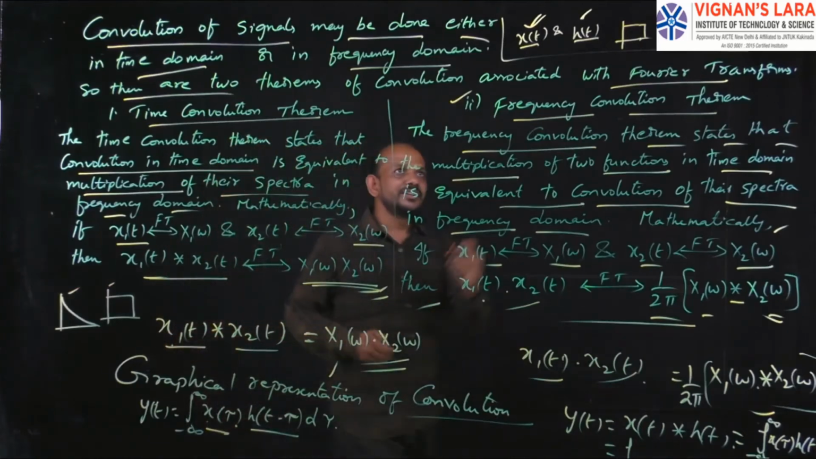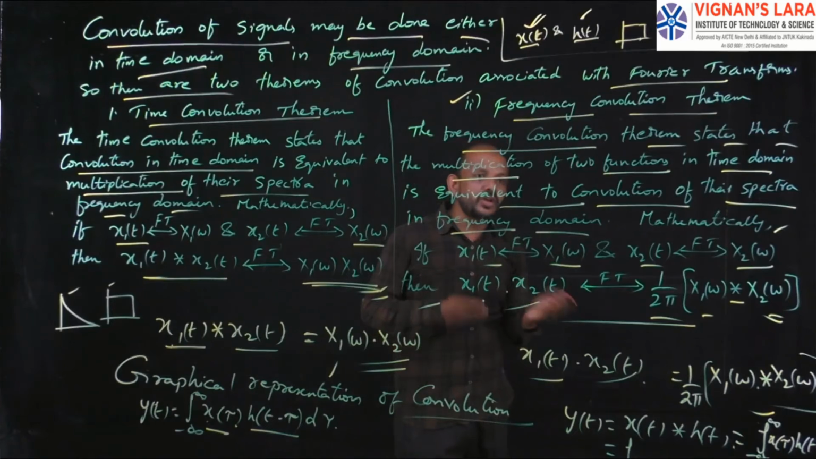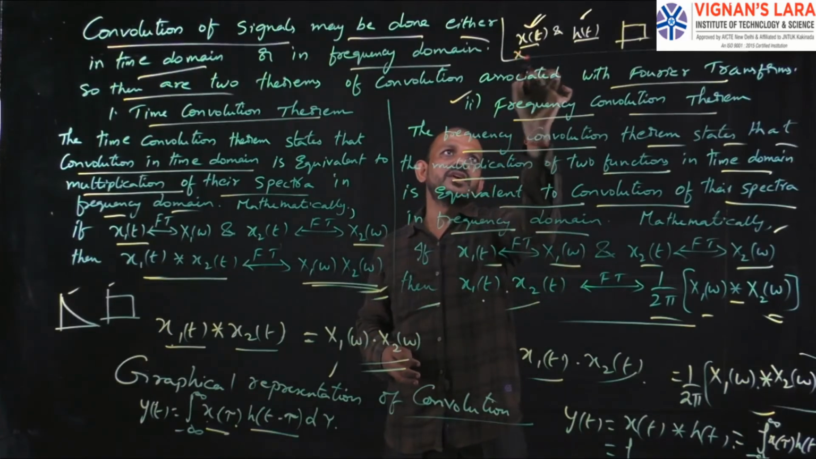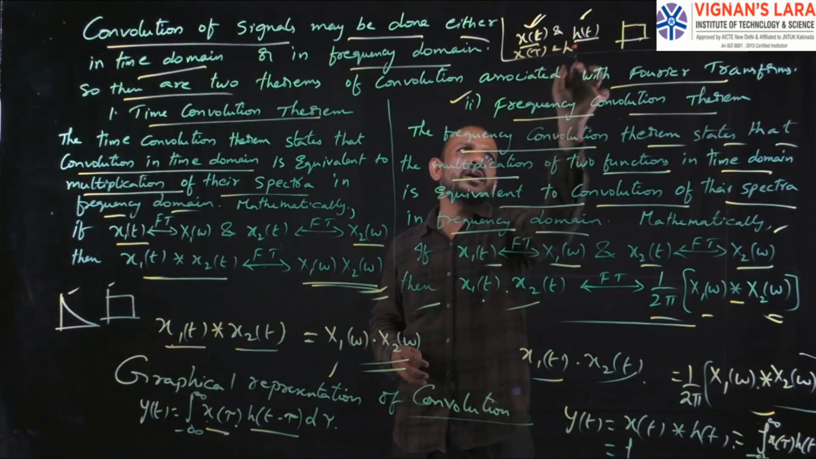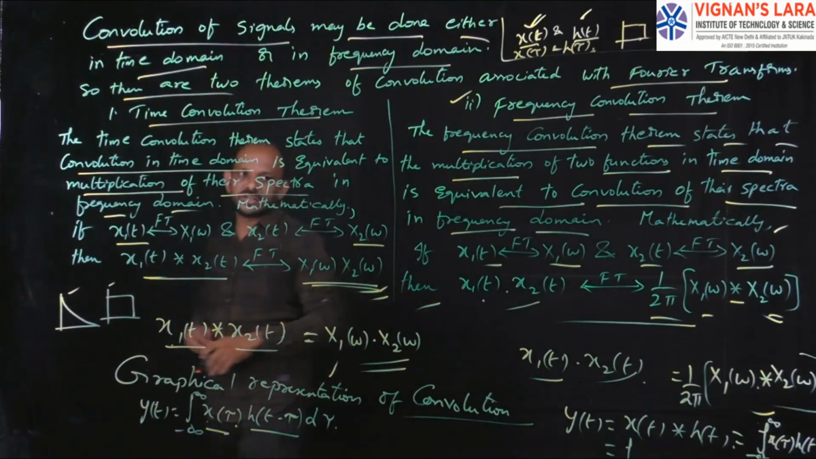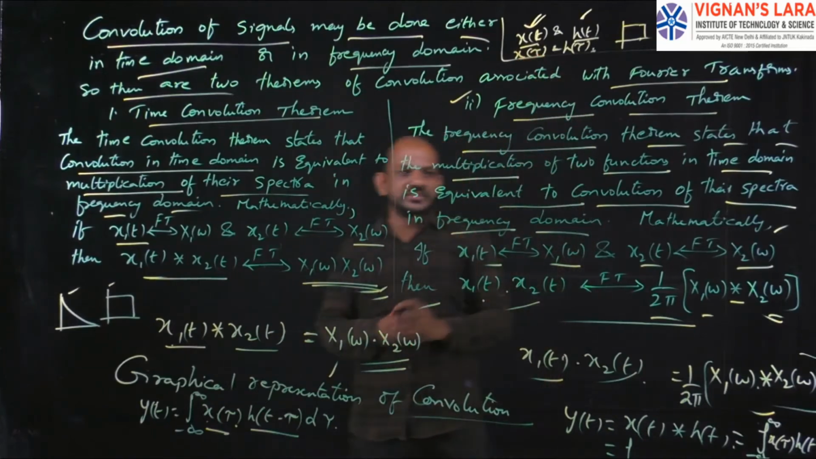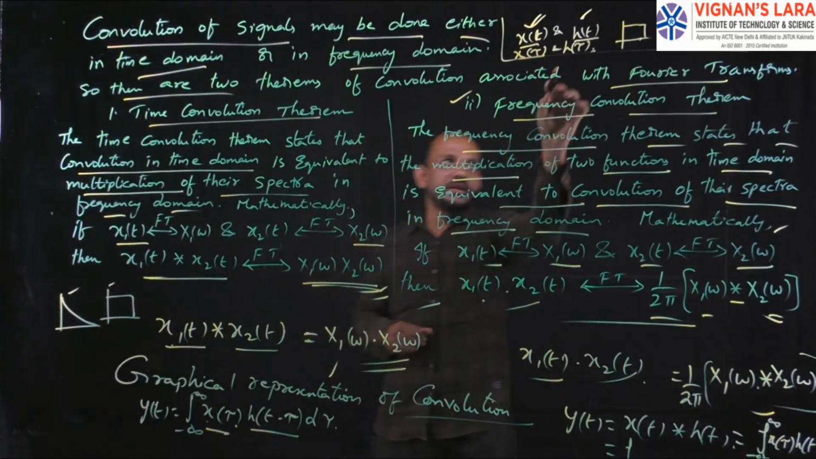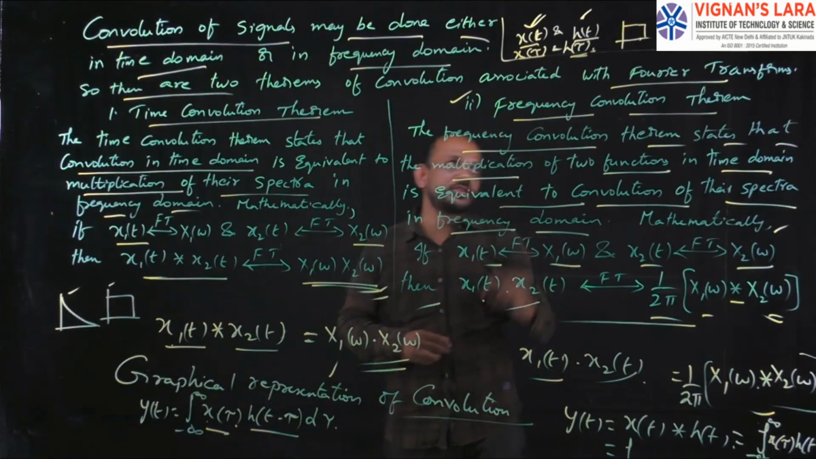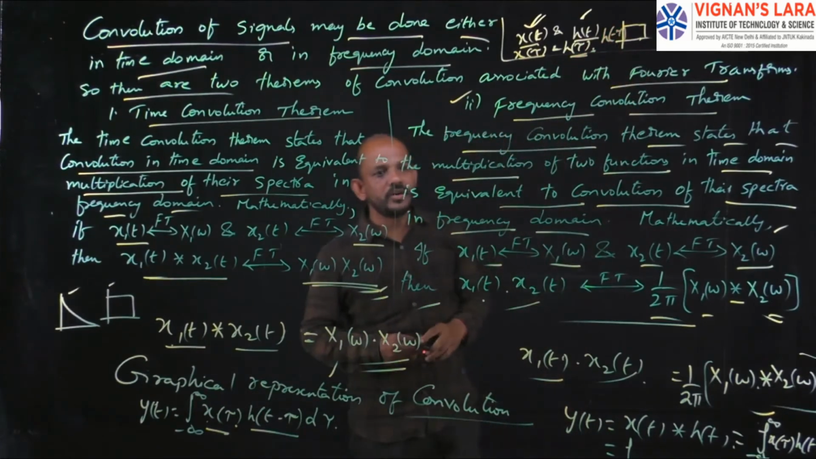And replace the letter t with tau. Just in that equation, replace t with tau, then you get x of tau and h of tau. So first I am replacing the term t with tau, and then keep x of tau as it is, and go for the reversal of this h of tau, that is h of minus tau.